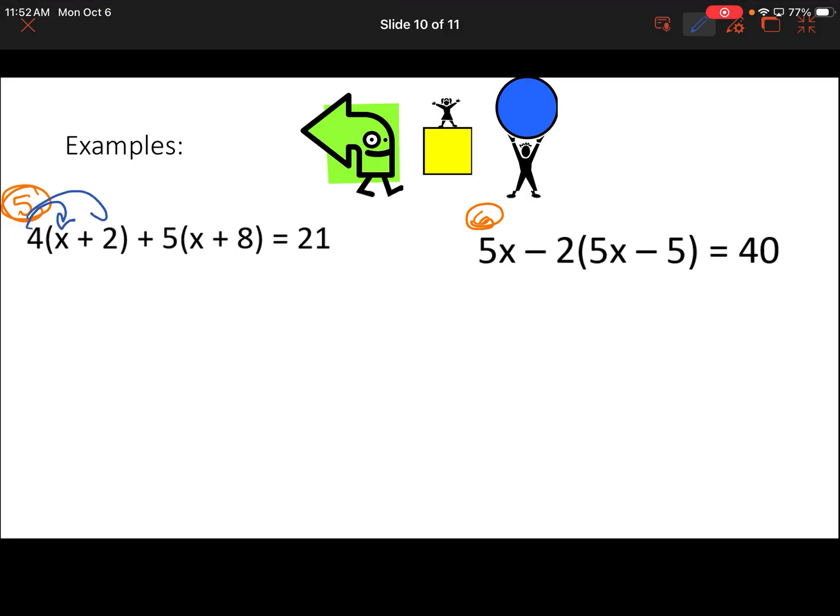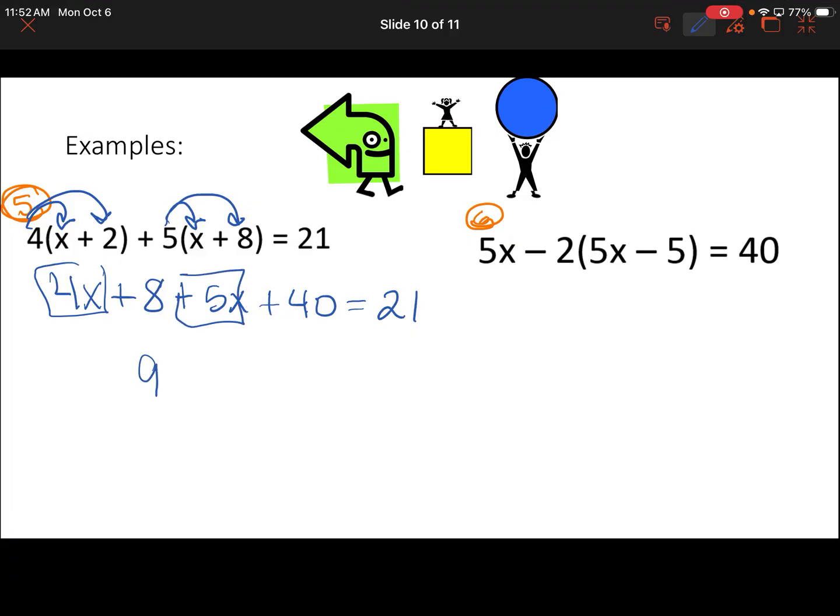First layer of work should be the following. 4x plus 8 plus 5x plus 40 equals 21. Yay or nay? And then I collect my x's. I have 9 x's plus 48 equals 21.